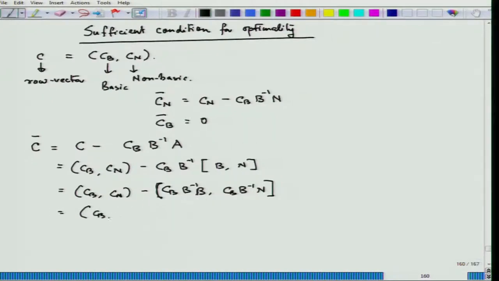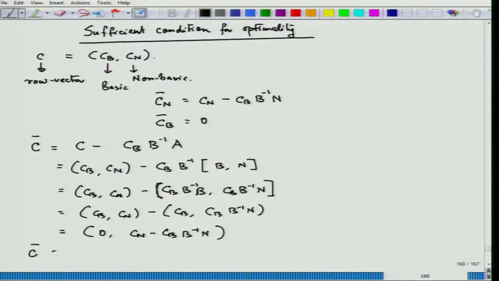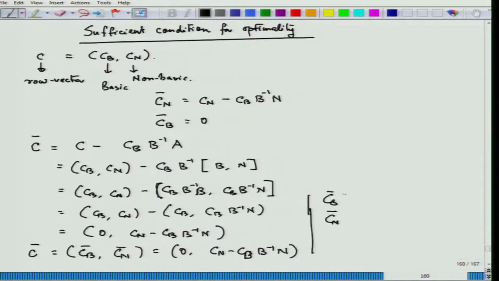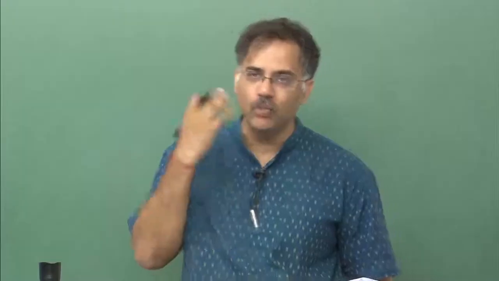So, CB into identity matrix is CB. So, it is CB CN minus CB B inverse N. So, 0, CB minus CB and CN minus CB B inverse N. Now, this is C bar. So, C bar if I write as CB bar and CN bar, which is equal to 0 and CN minus CB B inverse N. So, we will immediately know that CB bar is 0 and CN bar is CN minus CB B inverse N. So, it is the reduced cost coefficient associated with the non-basic part which gains more importance in telling you whether the current BFS is optimal or not.